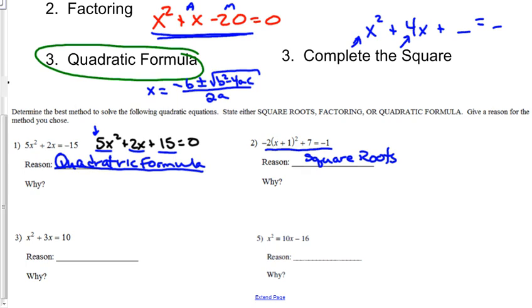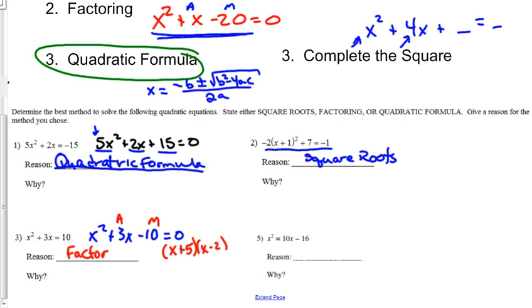Let's look at number 3. Again, not in standard form, so we're going to write it in standard form. Subtract 10 from both sides. And right away what I see is two numbers that multiply to be negative 10 and add to be 3 are positive 5 and negative 2. It makes it really easy to factor. So factoring is by far the most efficient method there.